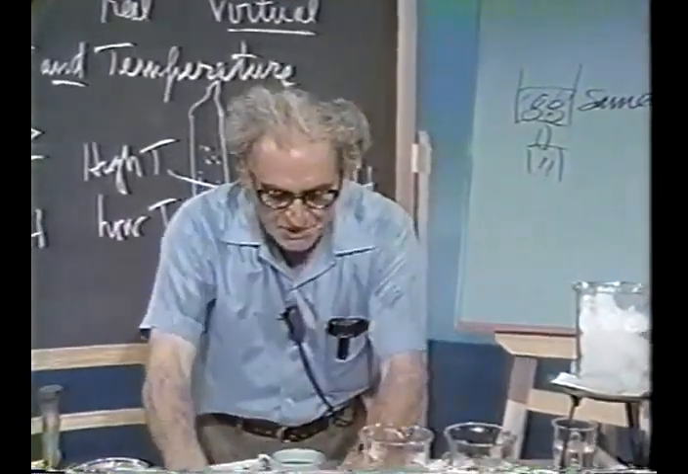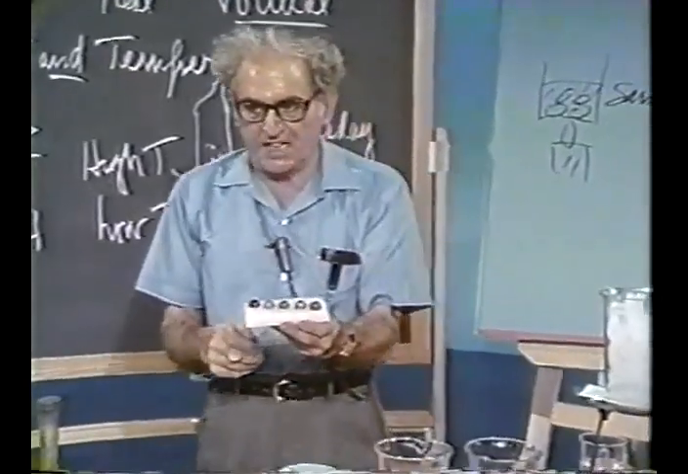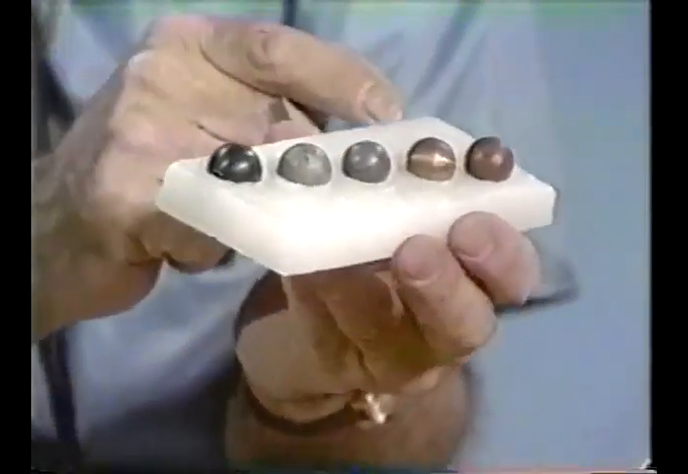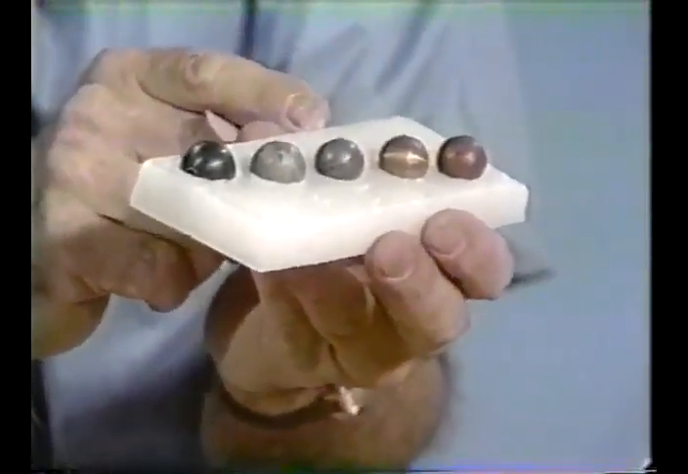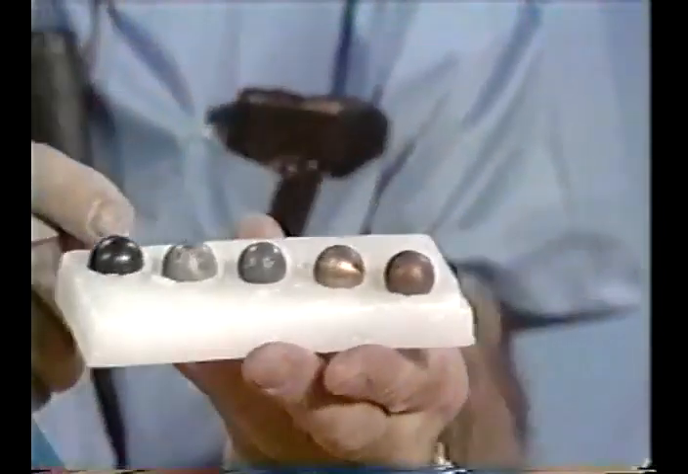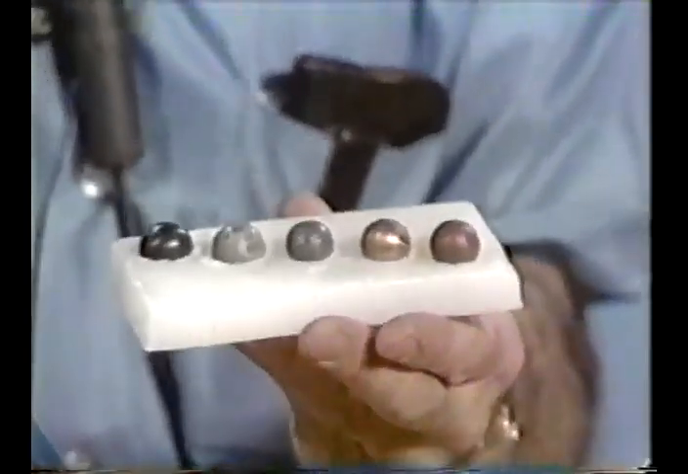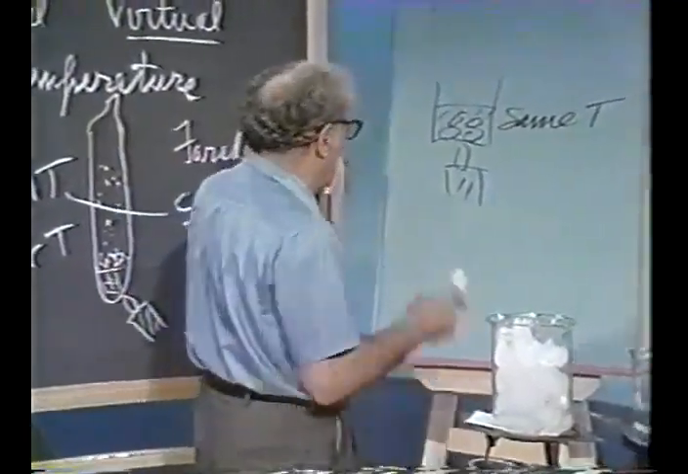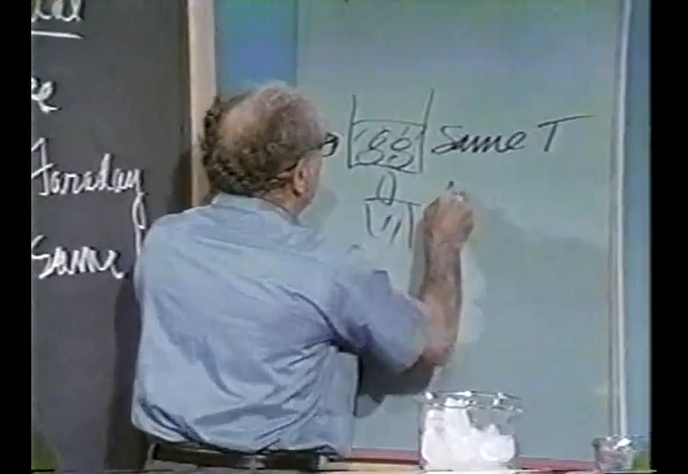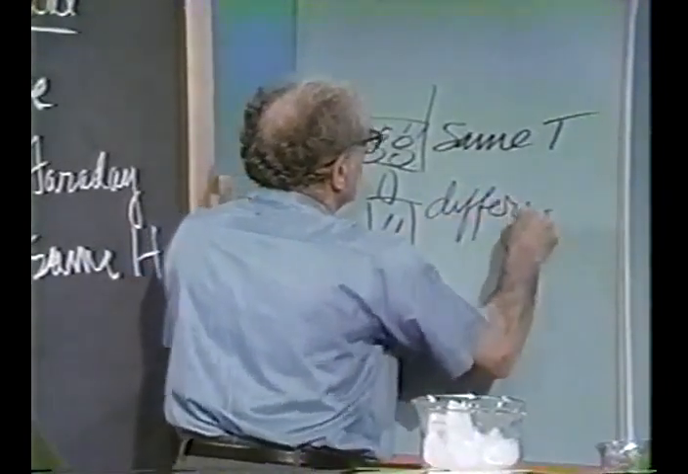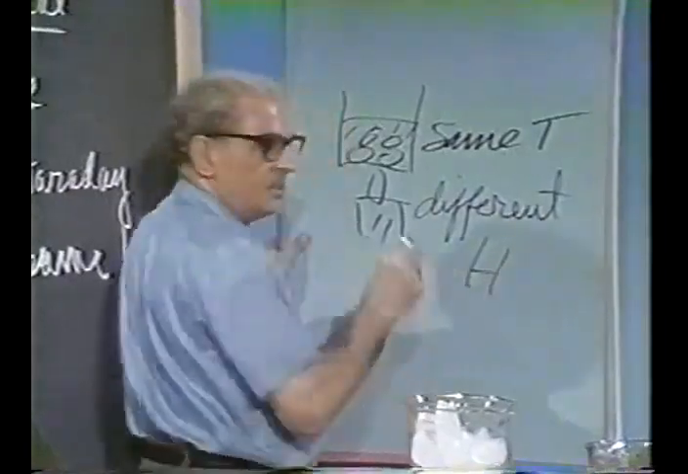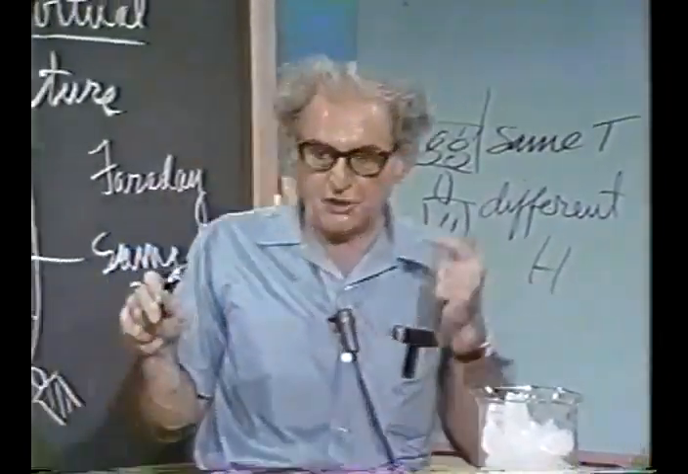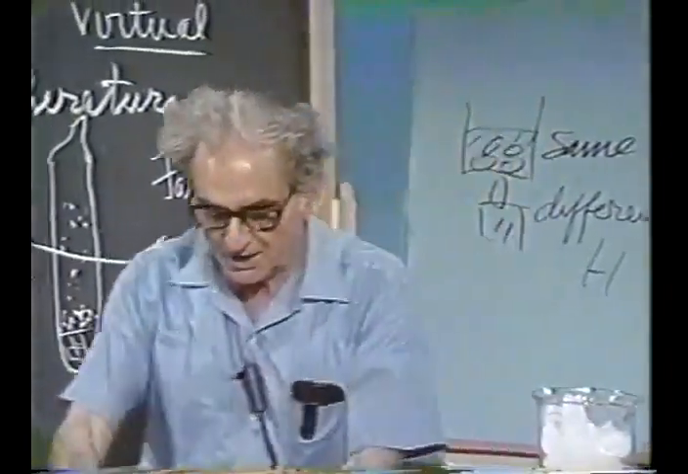And what will we observe? An astonishing thing. We will observe that they sink to different depths in the paraffin, meaning, of course, that they possessed different amounts of heat energy. Different thermal energy. Different heat energy. Why? They were able to do different amounts of work.